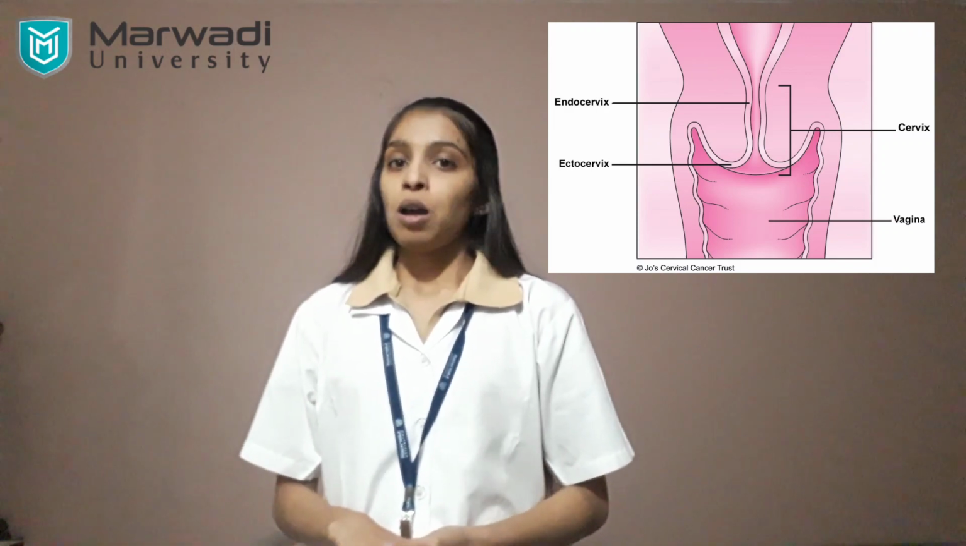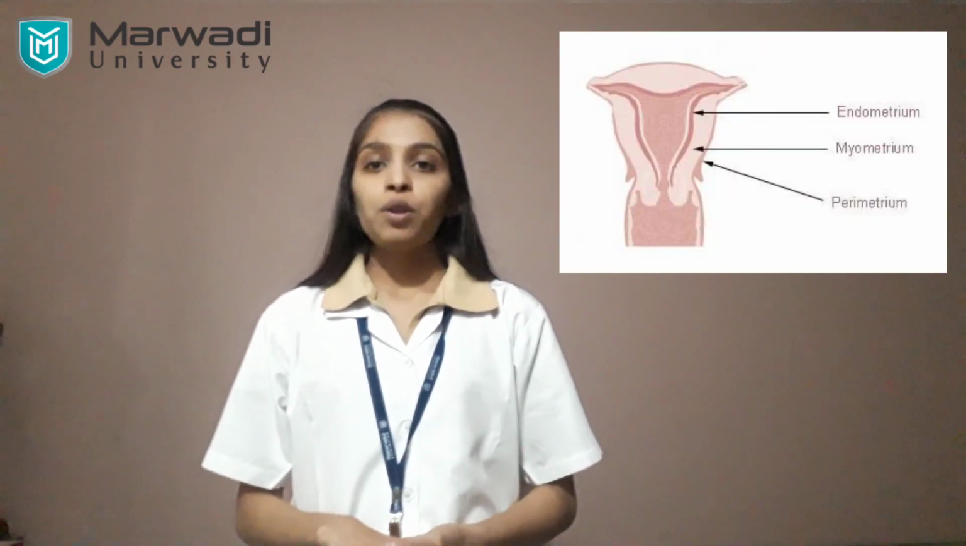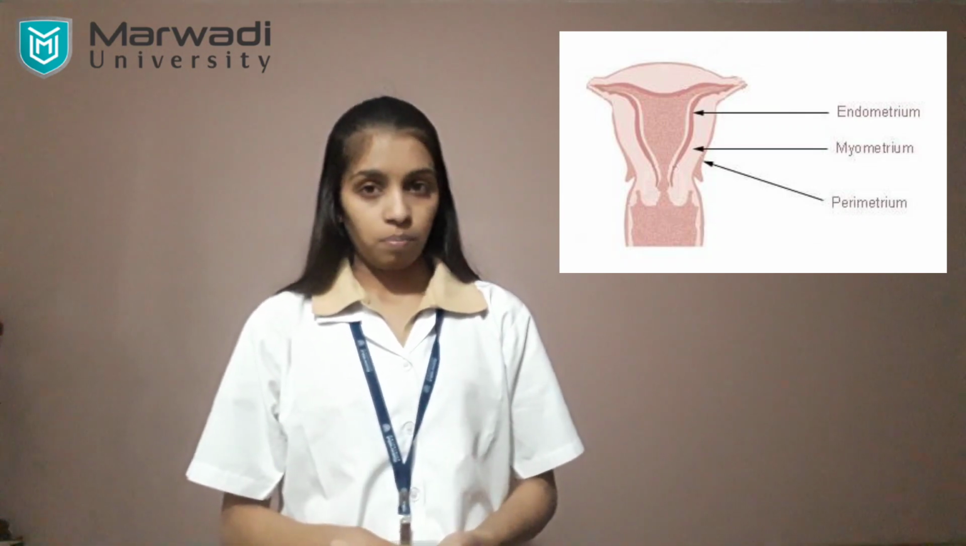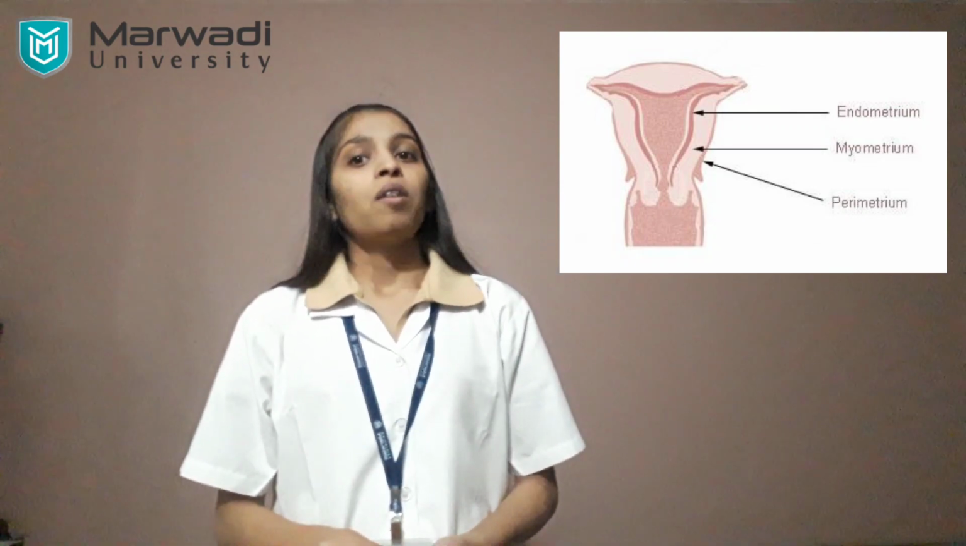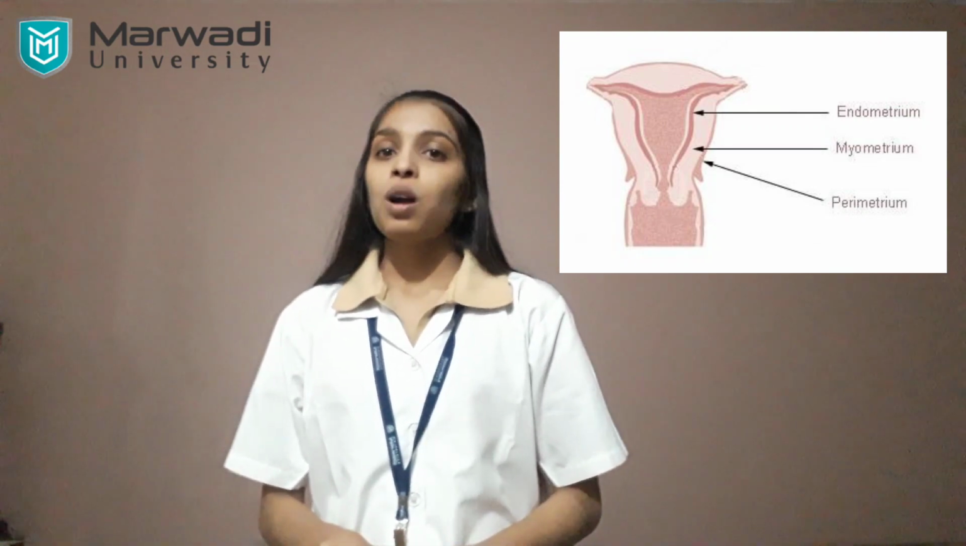The uterus is made up of the endometrium, myometrium and perimetrium. The weight of the uterus is 50 to 80 grams. Position of the uterus: the uterus is anteverted and anteflexed.